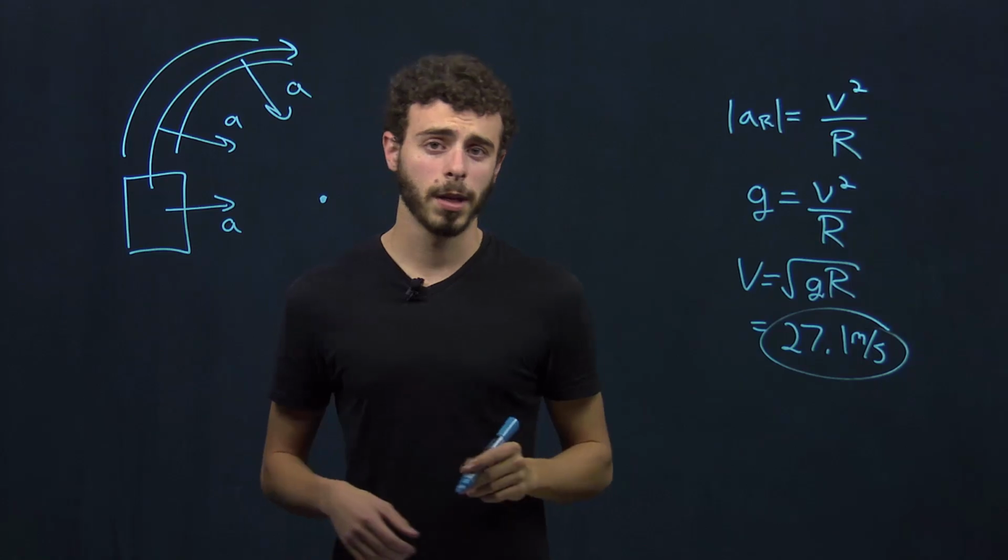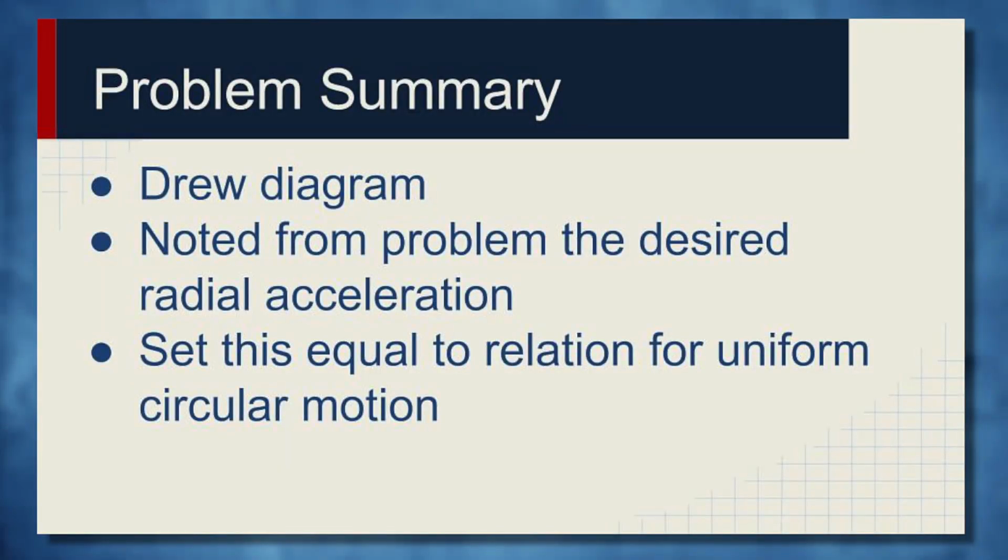Okay, so let's review really quickly what we just did. For this problem, we first drew a diagram, and then we noted that we were dealing with uniform circular motion. And so that meant that we had a definite relation between acceleration, velocity, and radius. So we utilized our radial acceleration condition in order to solve for that velocity, given that we knew what we wanted our acceleration and what our radius should be.